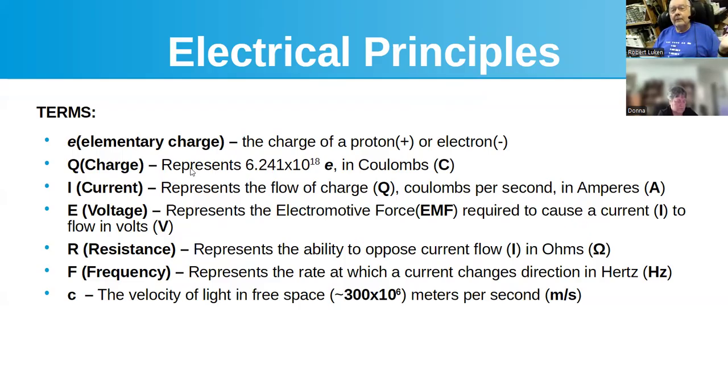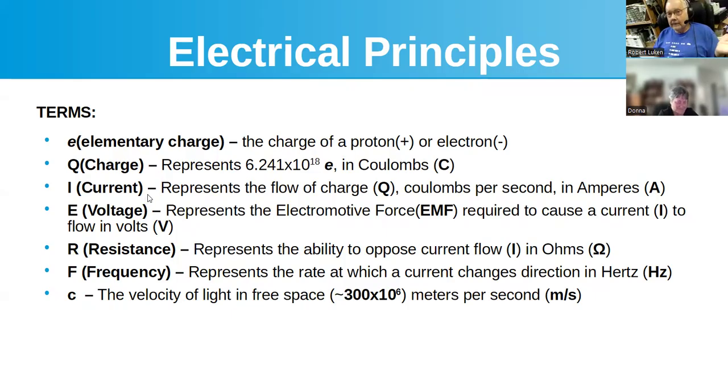We use this capital letter Q to represent charge, and it's the number of coulombs, named after a scientist, that are accumulated. And 1 coulomb turns out to be 6.24 times 10 to the 18th elementary charges. That's a lot of them, although they're very, very small.